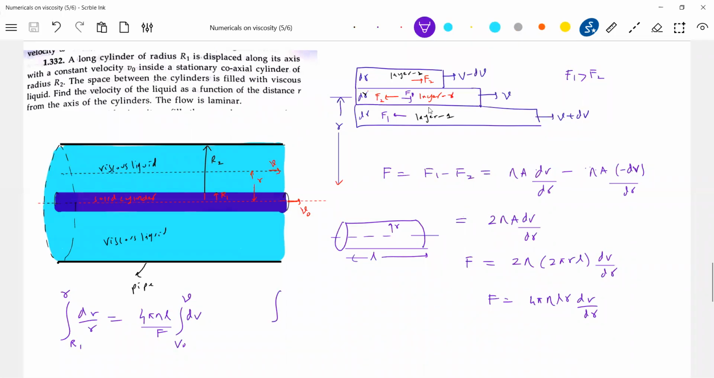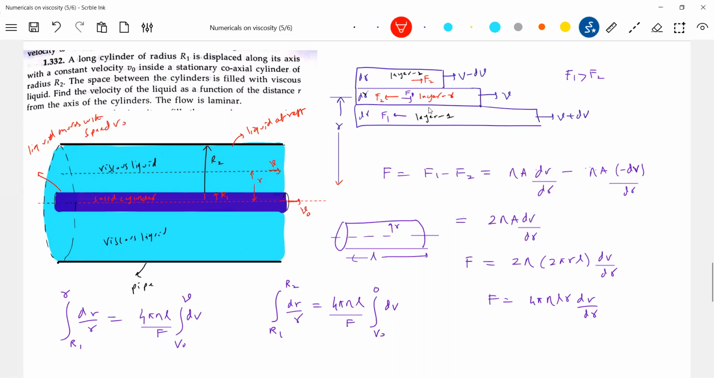Similarly, shall I go for one more limit? At a distance R2, what is the speed of the liquid? Should be zero. Will you all agree? What is the speed of the viscous liquid which is in contact with the solid cylinder? It will be V naught. Here, the liquid will be at rest. So therefore the limits will come here. I have to write a comment: liquid at rest. In between, we'll have a speed V.